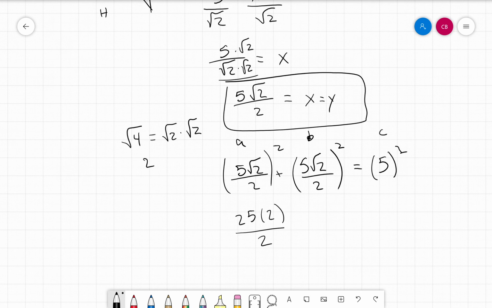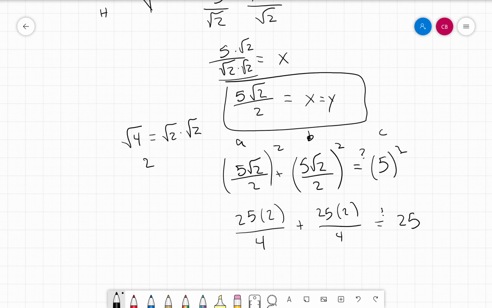And then I get, oops, not divided by 2, divided by 4. We have to square everything, so we're going to square this and this. So this is plus 5 squared, which is 25. Square root of 2 squared is 2, and then 2 squared is 4. We're just checking our work. We don't actually have to do this.